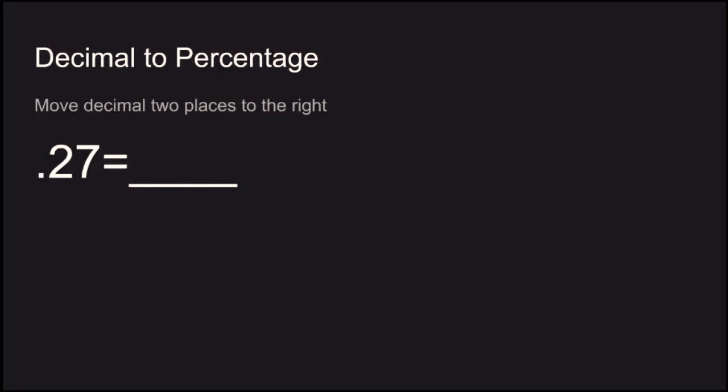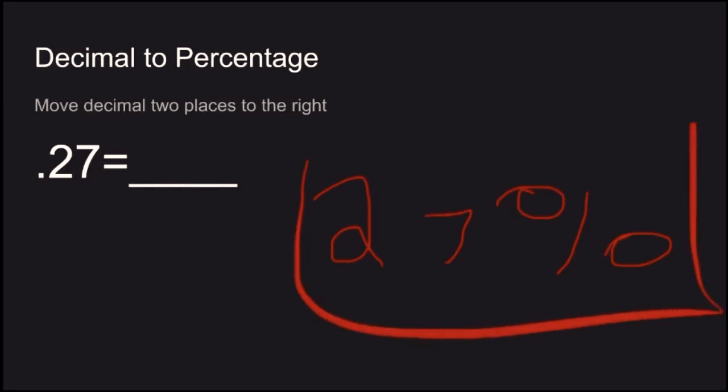Converting a decimal to a percentage is just as easy as converting the other way around. So for this one, we will move the decimal places 2 places to the right, or we will multiply by 100. So 27 hundredths is equal to 27%. And that is your answer.